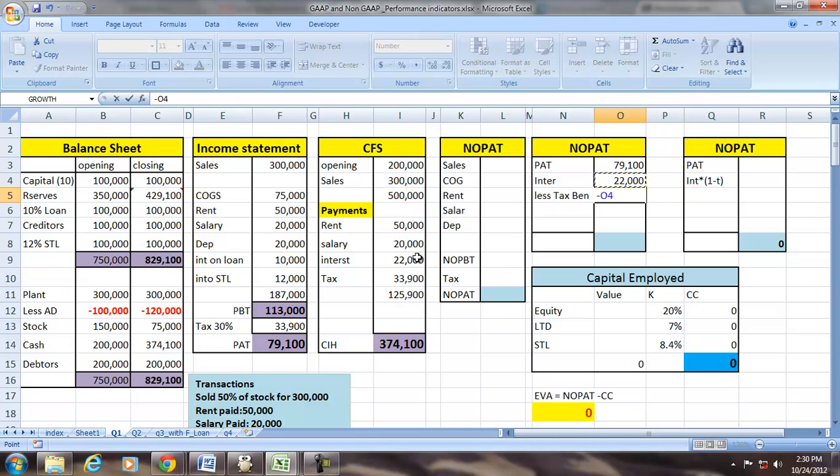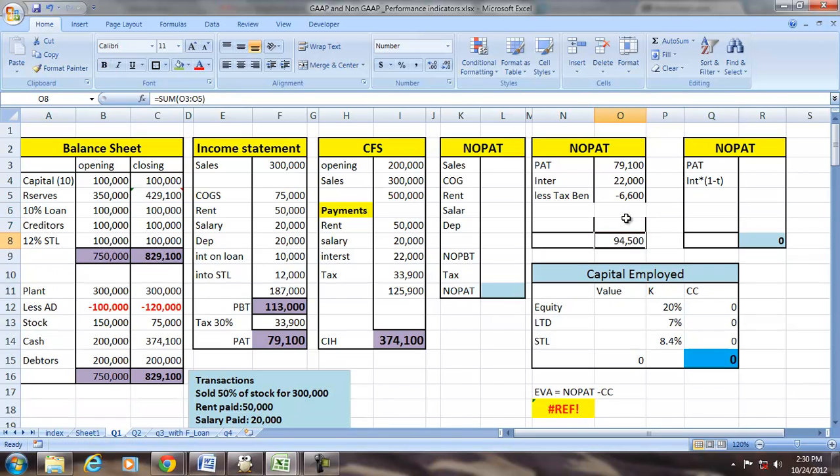Add back interest, less the tax benefits on interest, the tax shield, when the leverage effect is taken off. The tax shield will also not be there. So therefore, 94,500 is the NOPAT of the company. We can also find NOPAT directly as PAT plus interest into 1 minus T. Interest into 1 minus T is 0.7. So therefore, the NOPAT is equal to 94,500.